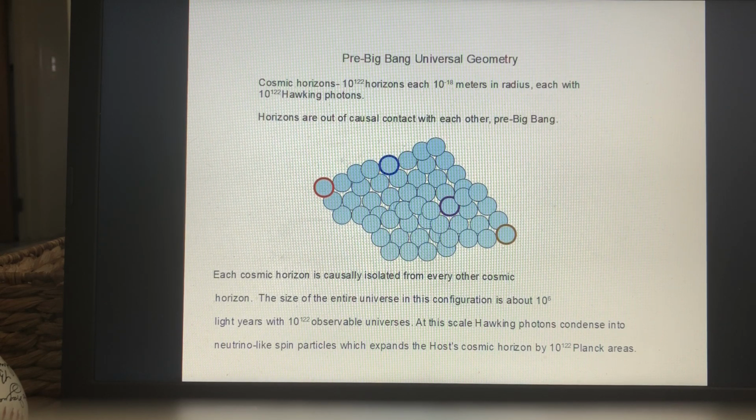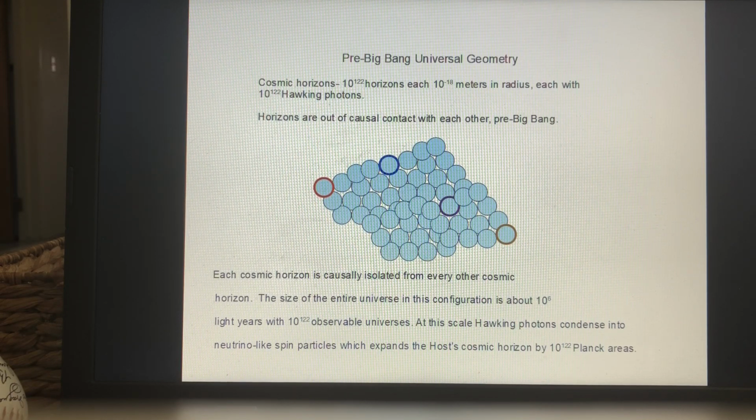Now these little universes are causally out of contact with each other. Their horizons are sort of touched to each other because there's nowhere else in the universe to go. There's no other reference for these other universes to go. So each cosmic horizon is causally isolated from every other cosmic horizon because they're like little tiny black holes at this point, inverted black holes. The size of the entire universe at 10 to the 122 particles is only about 1 million light years wide, and that's got 10 to the 122 observable universes in there.